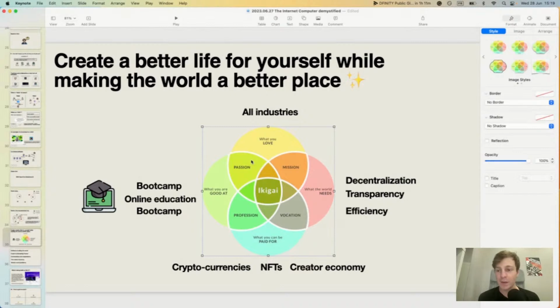And also you will do something that the world needs, because right now we have a lot of problems, but most of them are, I would say, fixable with the three properties that the IC has: decentralization, transparency, and efficiency. And it wouldn't work without getting paid for it. So that's essentially what we need to build with the IC, this whole layer for the future of the economy.